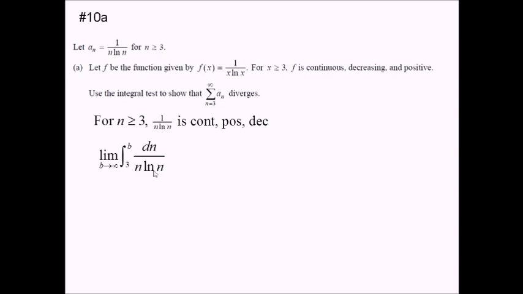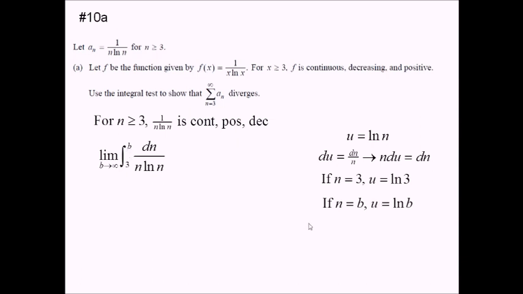Now for this one, I'm going to have to use some u substitution because the derivative of ln is 1 over n, and we see that in the problem here. So let me let u equal ln of n. Then du, which I'm going to have to swap in for the dn, is going to be 1 over n dn. So that means that n du is equivalent to dn, which means we can swap out that dn now for something better. We also need to mess with the limits of integration. If n is 3, then u is going to be ln of 3. And if n is b, u is going to be ln of b.